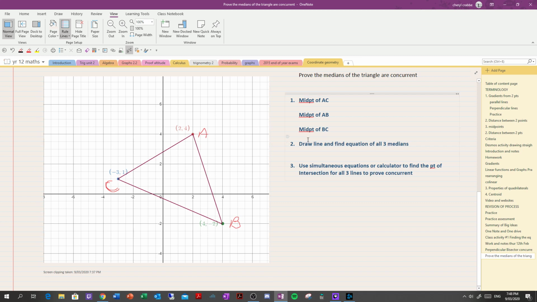So we're going to draw the lines in, and then we're going to have to find the equation of all three medians. So we've got to find the midpoint, then find the equation of all three medians, and then either through simultaneous equations, or your calculator can also do this, we have to find the point of intersection between all three medians to prove that they are concurrent, to see if they do in fact go through a common point. So that would be your job next, is to do that exact activity.